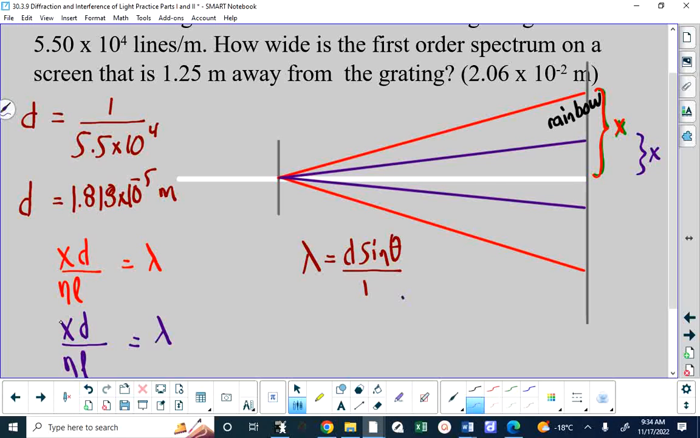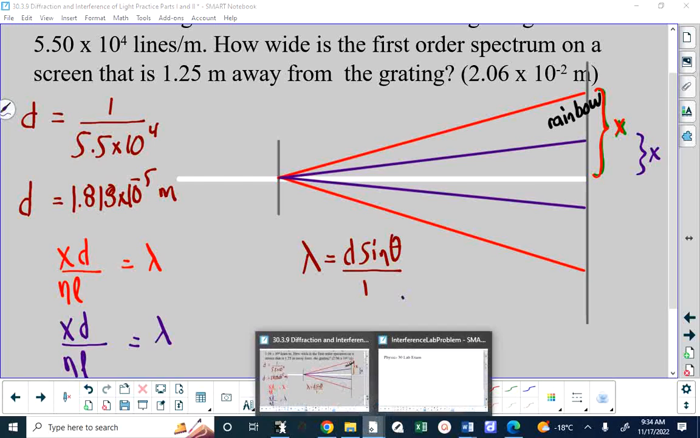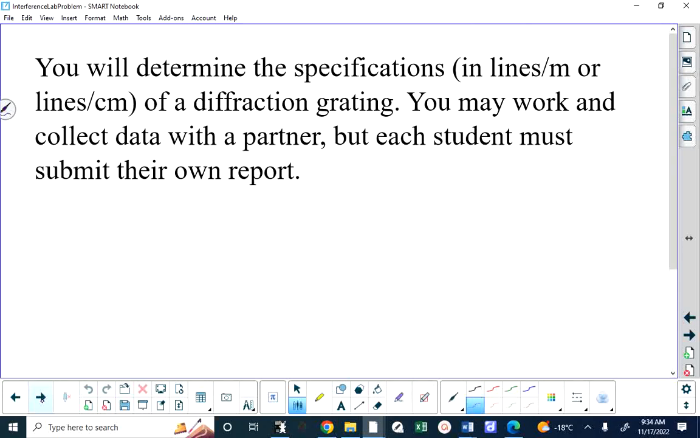Okay. So this says Physics 30 lab exam. It says you're going to be determining the specifications of a diffraction grating. And you can report your results either in lines per meter or lines per centimeter. It doesn't matter to me. Since you're going to be doing all of your calculations in meters, maybe just recording your answer in lines per meter is probably the best way to go about it. You're going to be measuring things most likely in centimeters, because the distances you're going to be talking about are less than a meter. But you can do those conversions.